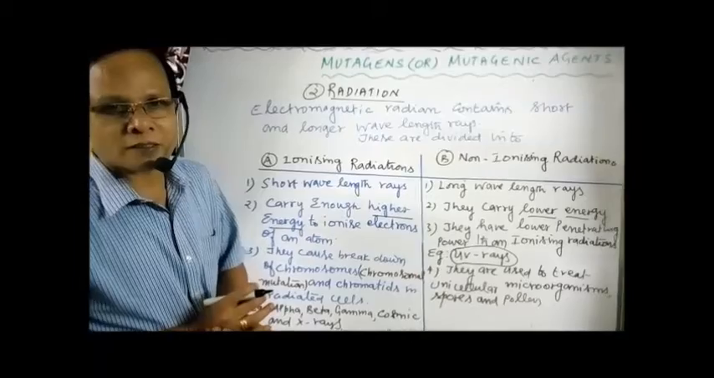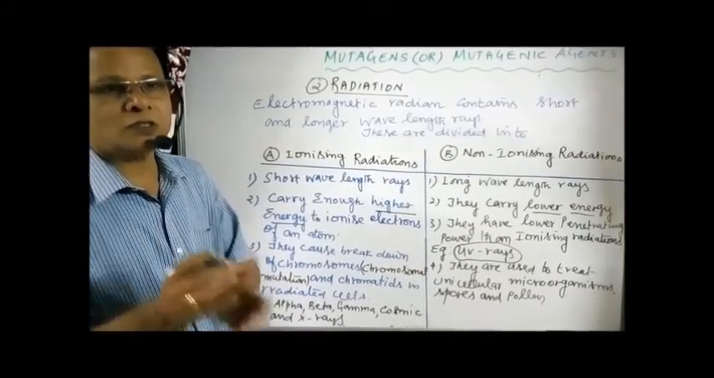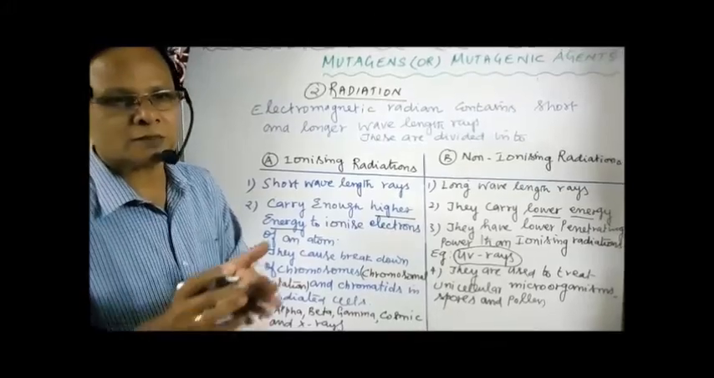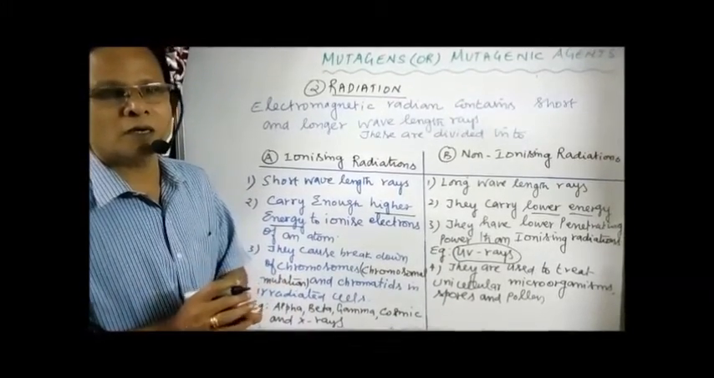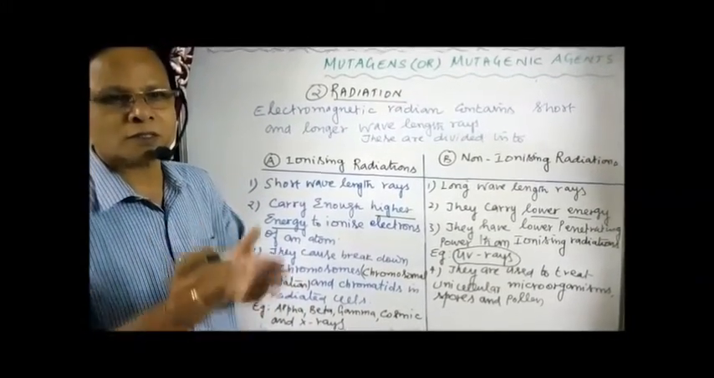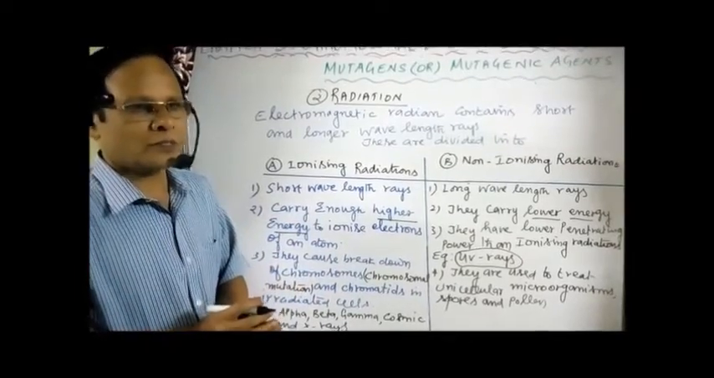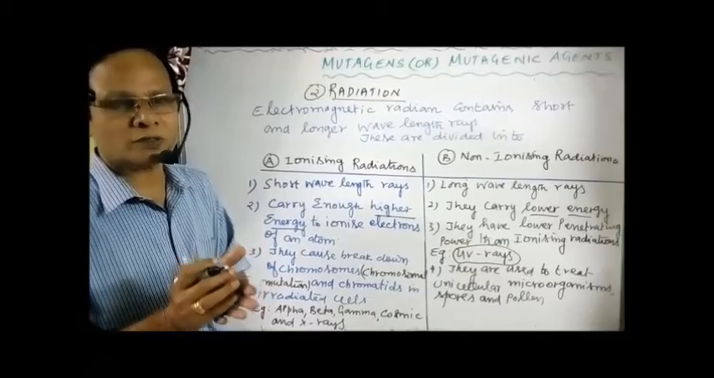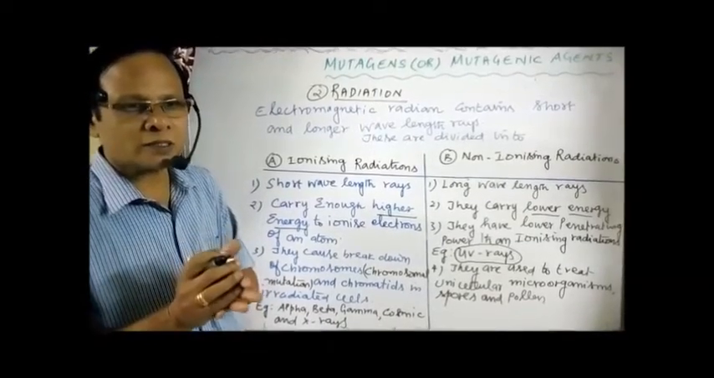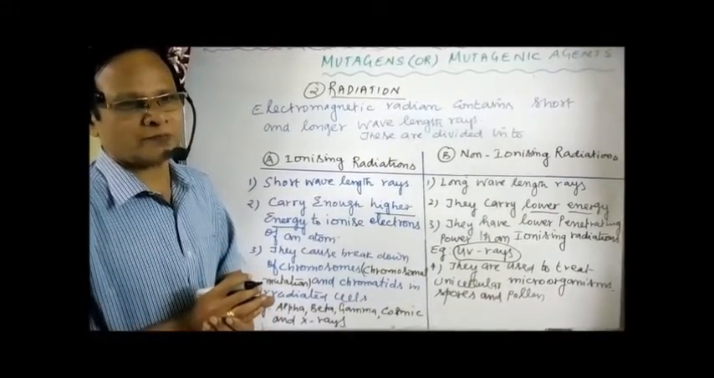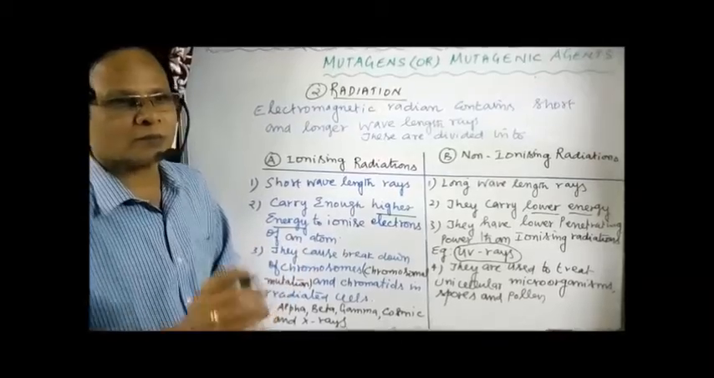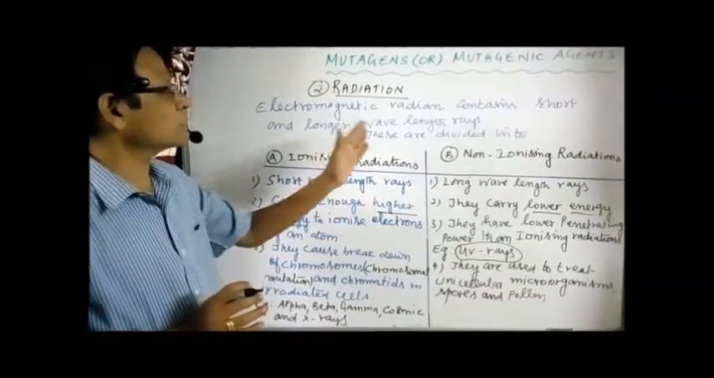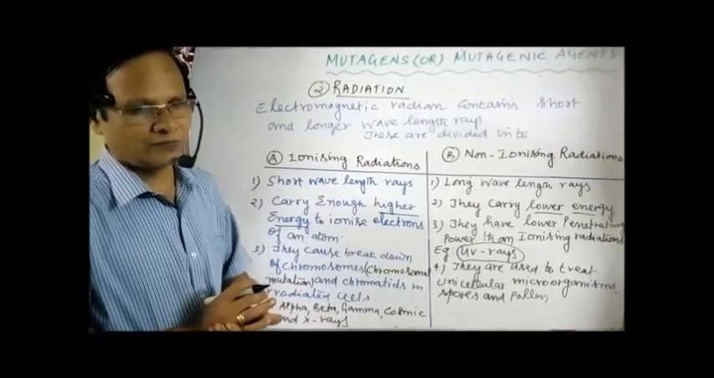Now these UV rays are used to cause mutations in the case of unicellular microorganisms, or in the case of spores, or in the case of pollen grains. Because in such cases, either in spores or pollen grains, the nucleus is located near the plasma membrane or the outer cell membrane. So that's about radiation, the second physical mutagen.